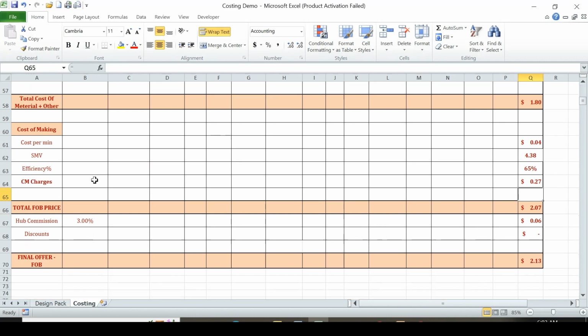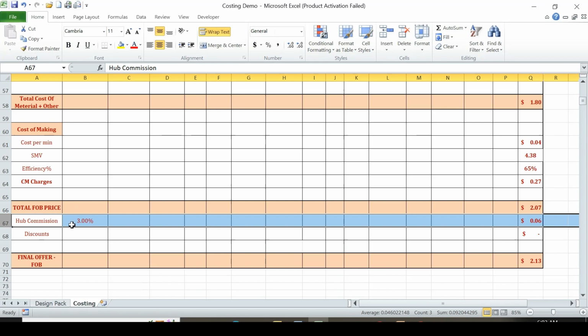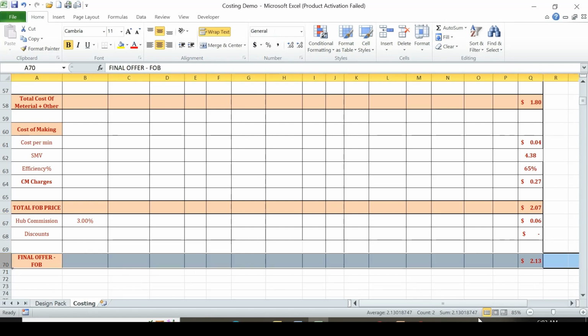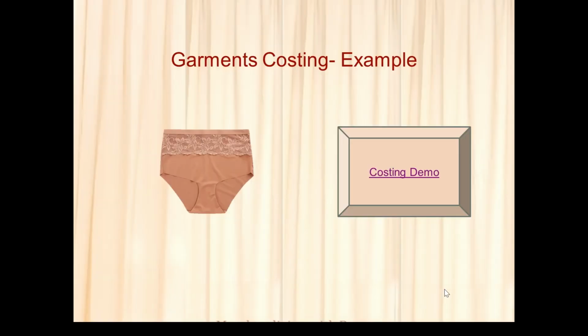Yes, if you have any sourcing office, then you have to consider the commission, buying house commission, etc. 3% I have considered here. What I have done is I have taken the percentage of the FOB, what I have received just now, and adding this $2.07 plus 6 cent, my final offer price will be $2.13. Hope it's clear. Let's move on to my slide.